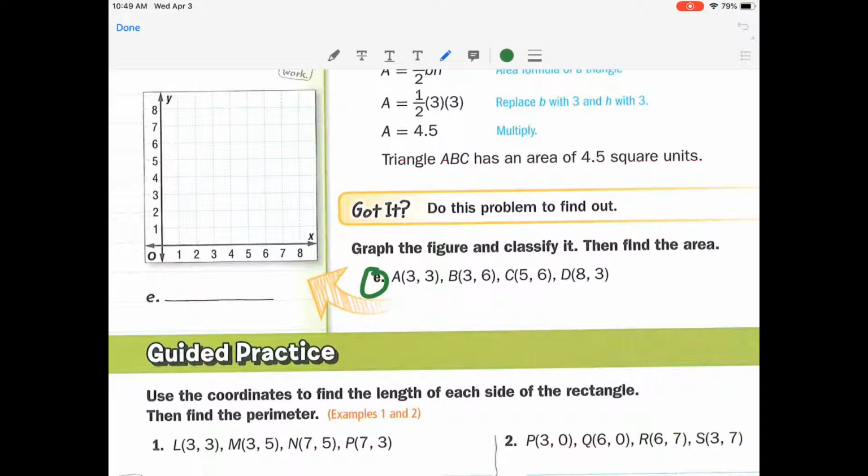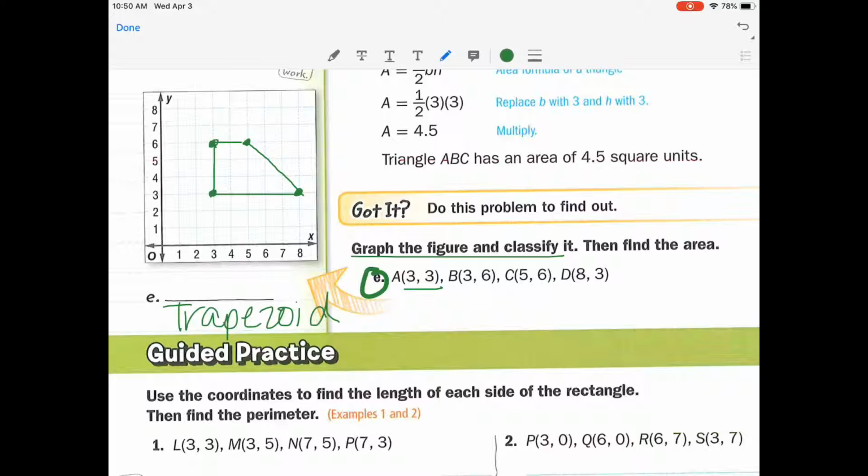So let's first go ahead and get started on this, and let's start with 3, 3. So we're going to graph 3, 3. So over 3, up 3, right there, and then over 3, up 6, and then over 5, up 6, and then over 8 and up 3, and then we get to play connect the dots to figure out what shape this is, and we know that that is a trapezoid. So the first question says graph and classify it, so we're going to write that it is a trapezoid. Okay, and then it wants us to find the area.